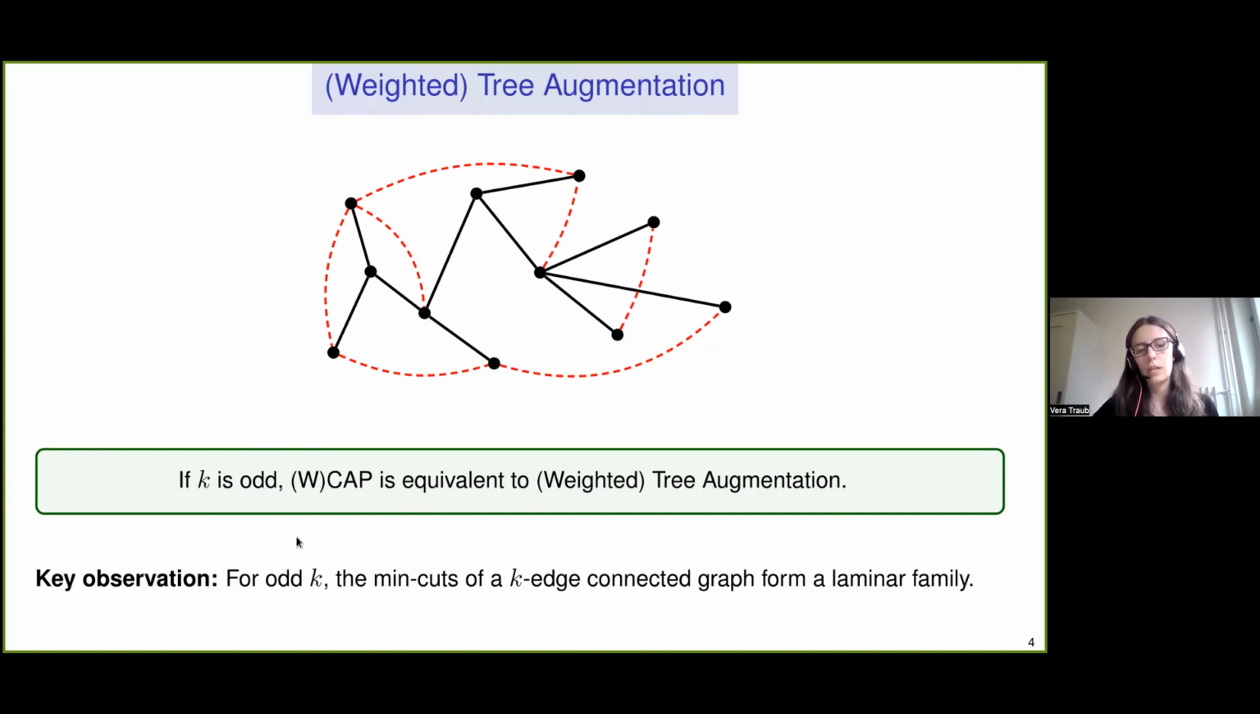The reason is that if K is odd, the minimum cuts of the graph we are starting with have an even more special structure than this cactus structure: it turns out that no two of these min cuts can cross in any way. That is the key fact behind this observation, which is actually not very hard to prove, but I will not do that here in detail. If the edge connectivity K of the graph we're starting with is odd, then we may even assume that this graph is a tree. So this is why the weighted tree augmentation problem is such an important special case of the general connectivity augmentation problem.